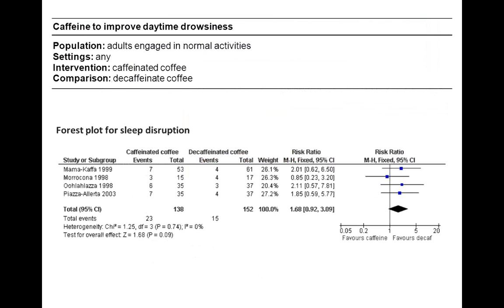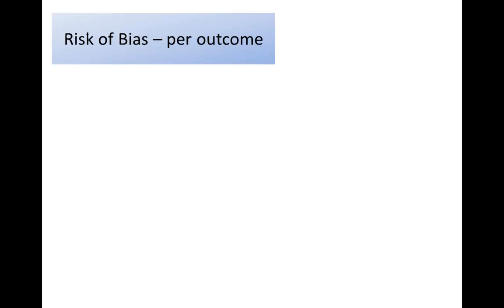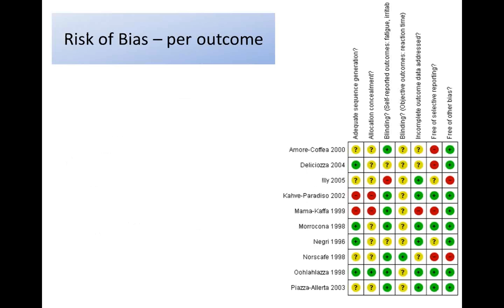So here's an example from a review. So this has obviously been done in RevMan, as you can see, and the review was about caffeine to improve daytime drowsiness. It's a hypothetical review, I presume. So the population is normal adults, who were drinking either a coffee with caffeine or coffee without caffeine. And here we've pulled 4 studies and come up with this forest plot and this meta-analysis. So the question is, how do we assess the risk of bias for this particular example.